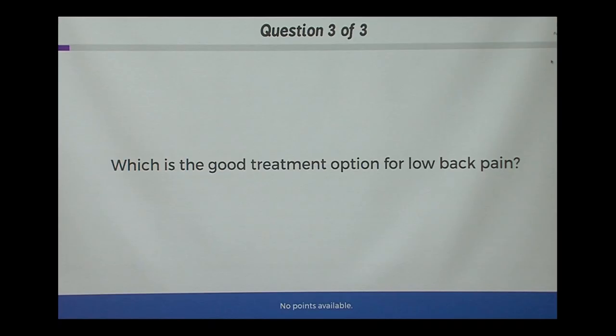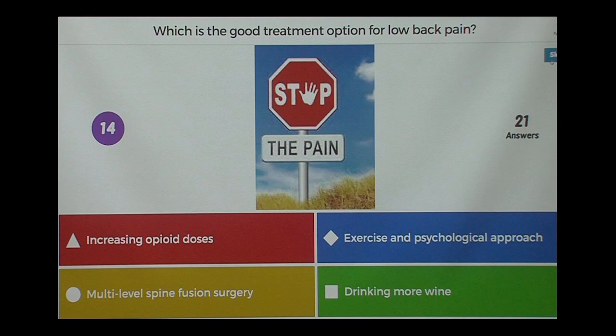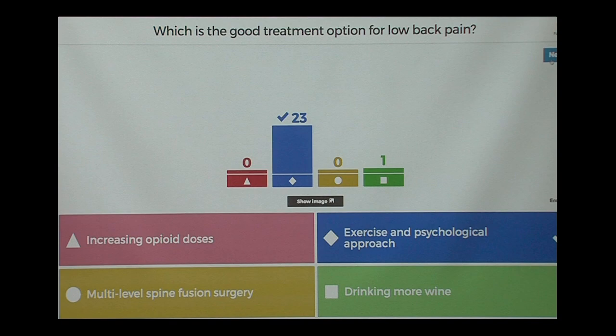Okay, very good. For the last question, which is a good treatment option for low back pain? Increasing opioid doses, exercise and psychological approach, multi-level spine fusion surgery, drinking more wine. I would buy this one, drinking more wine. So I like this answer for the drinking more wine.